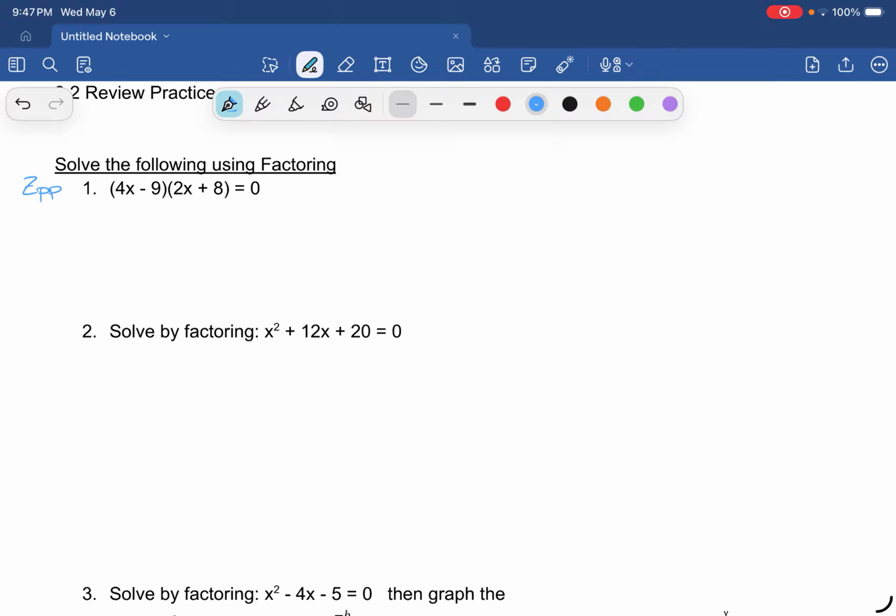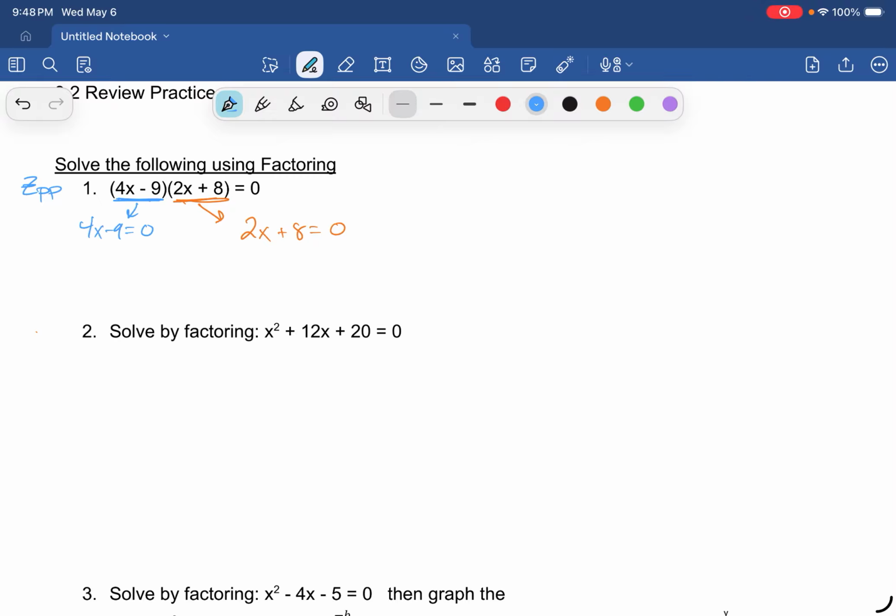This first problem, I know it says solve by factoring here, but this is what you'll hear me refer to as a ZPP problem. I have two things being multiplied together. Their answer is 0. So what that means is I can take each of these things inside the parentheses, set them equal to 0, and I can solve both of these equations.